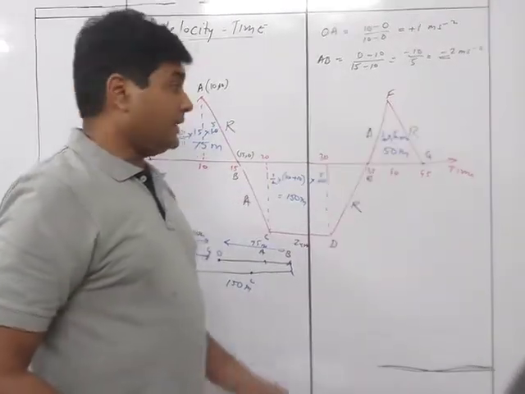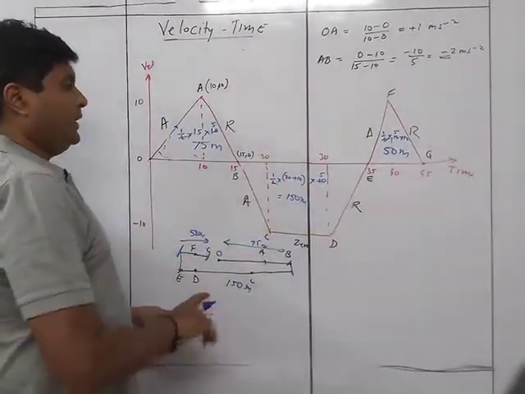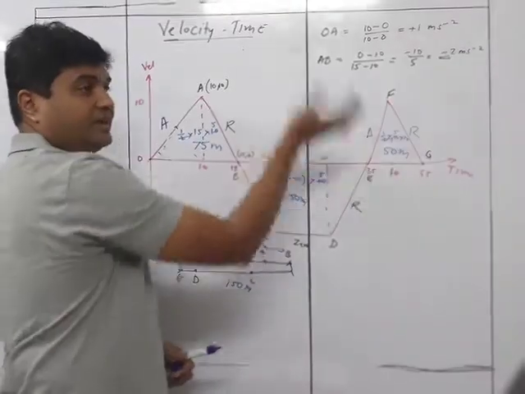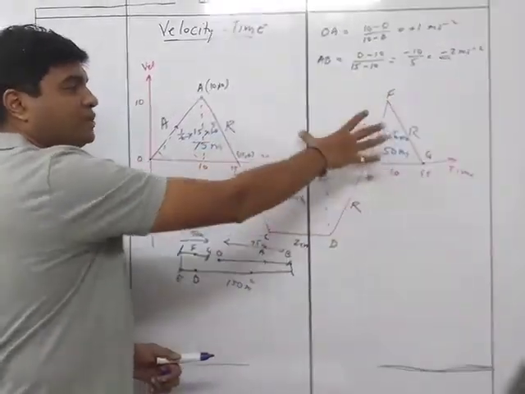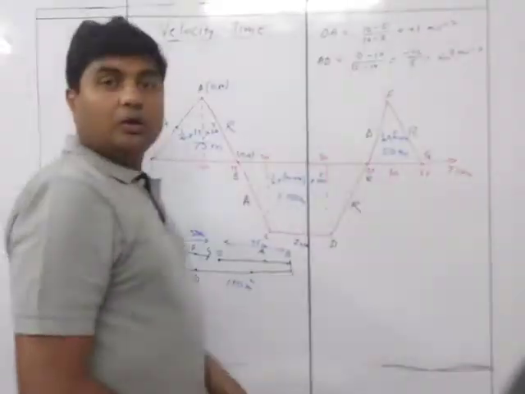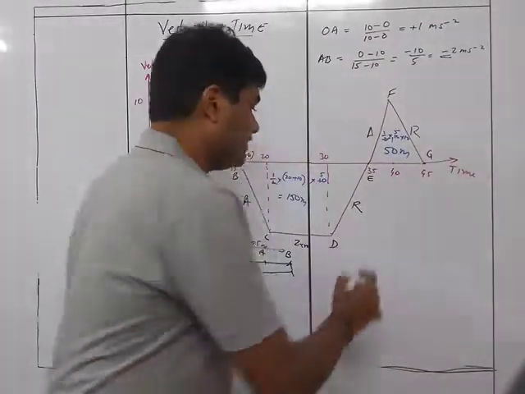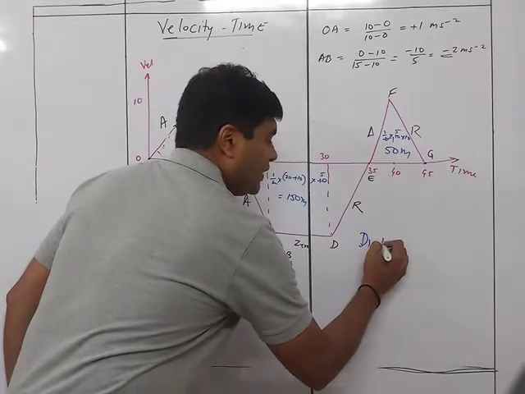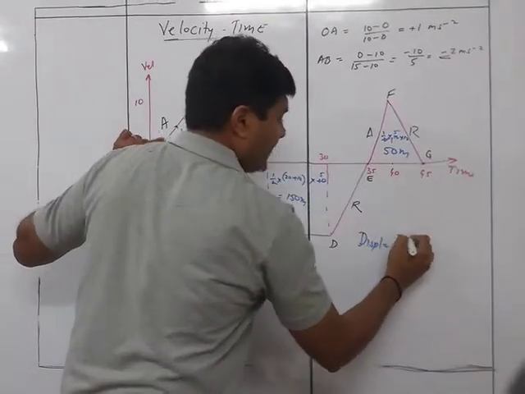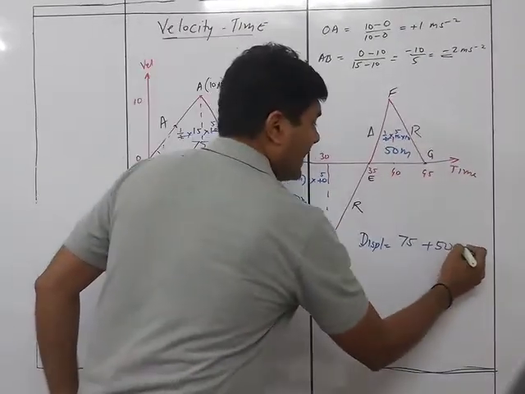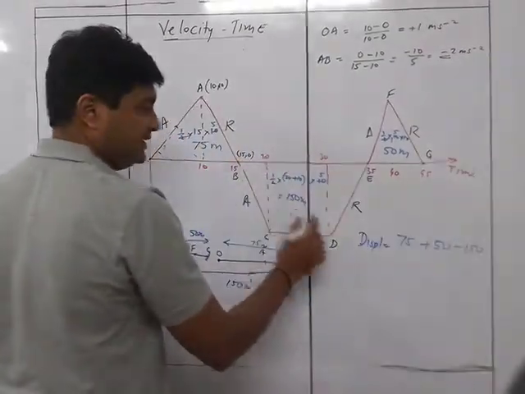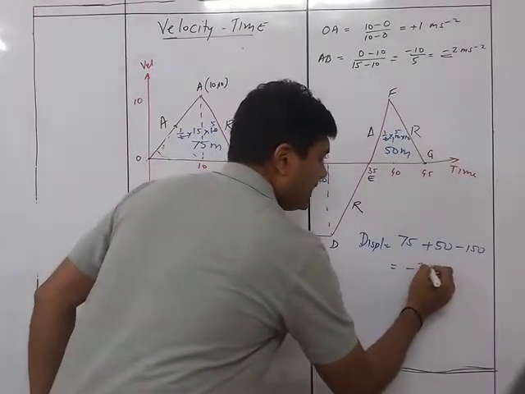So what do we see? The displacement will be the sum of the positive direction, that means away from the origin, and this will be towards the origin. So therefore displacement will be equal to 75 plus 50, that is this plus this, minus 150, which is this, which is equal to minus 25 meters.